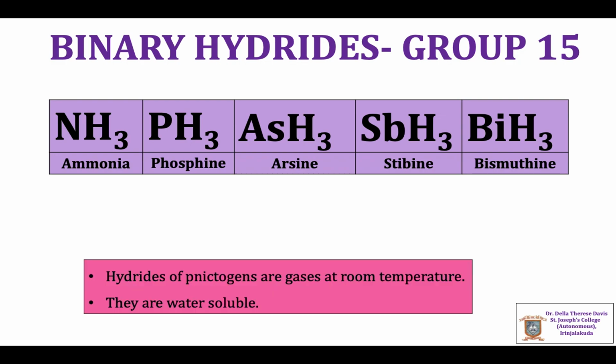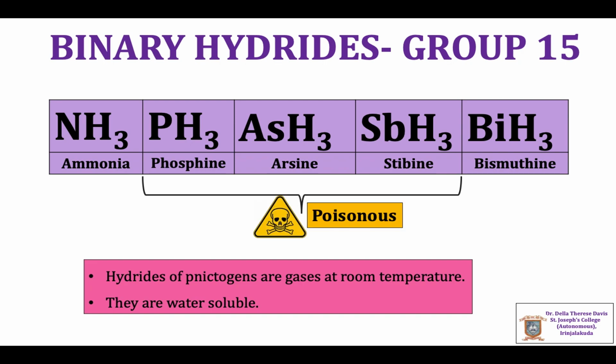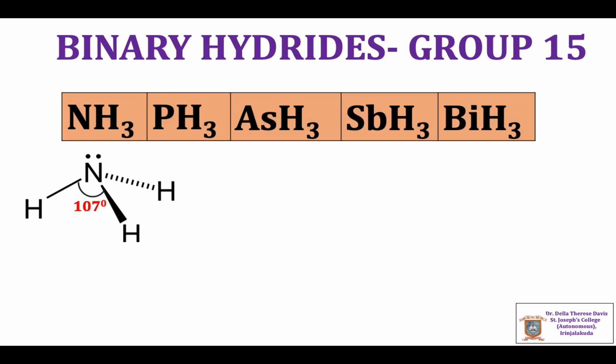The hydrides of group 15 elements are gases at room temperature and they are water soluble. PH3, AsH3 and SbH3 are poisonous and the hydride of bismuth is unstable. The hydrides of group 15 elements have pyramidal structure.